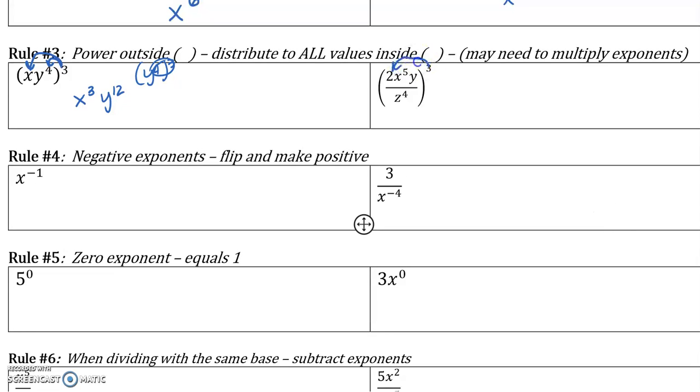Here, even though we have a fraction, this 3 has to go to 4 different things. We have to say 2 to the 3rd. We would say x to the 5th to the 3rd, which is x to the 15th. We multiply 5 and 3. Y to the 3rd. And then z to the 4th to the 3rd, which is z to the 12th.